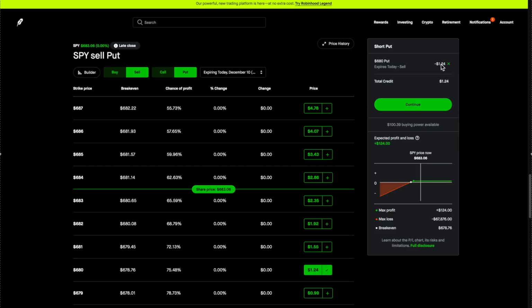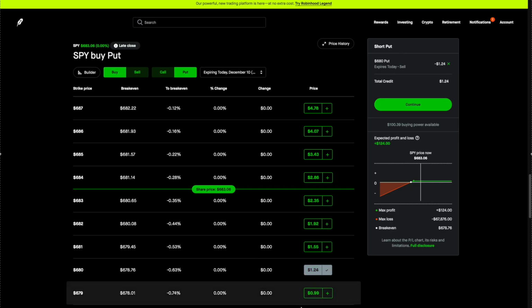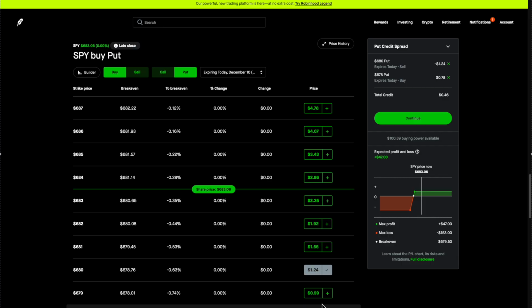You can see the ticket, it's a sell, short put. Then we're going to switch this, buy this one, and then you can see it says put credit spread. We're receiving a credit. One we're selling, one we're buying. We're getting the difference between the two.